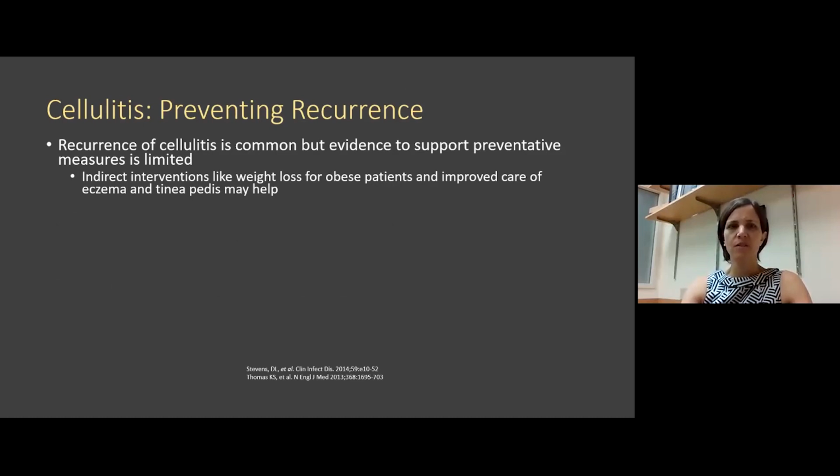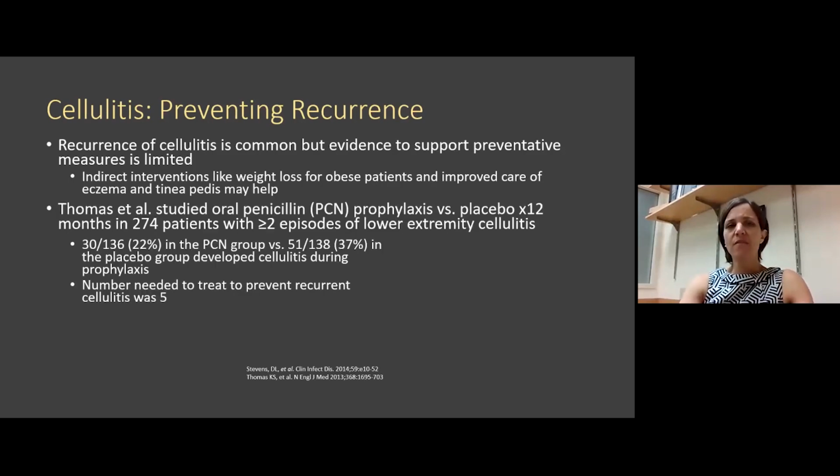So how do you prevent recurrent cellulitis? Recurrent cellulitis is common, but evidence to support preventative measures, like I just mentioned, is weaker. So indirect interventions like weight loss for obese patients, which this patient was, and improved care of eczema, or improved care of tinea pedis, specifically, athlete's foot, basically, may help. What we have better evidence for is oral penicillin, and that comes from this study where they looked at penicillin prophylaxis versus placebo for 12 months in 274 patients who'd had 2 or more episodes of lower extremity cellulitis.